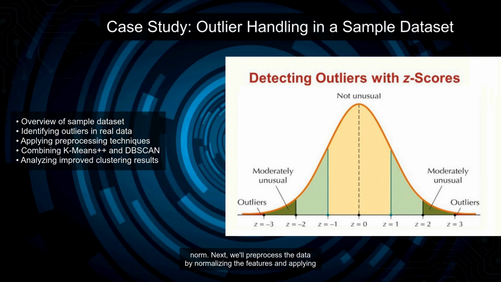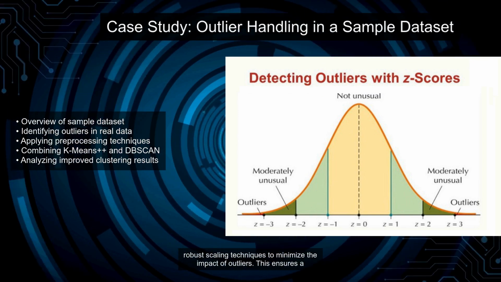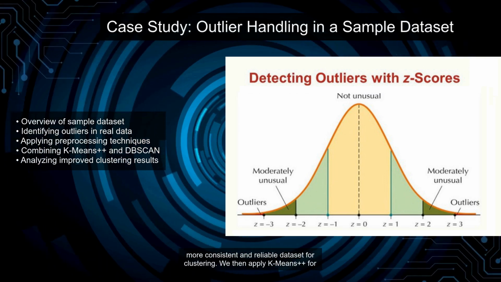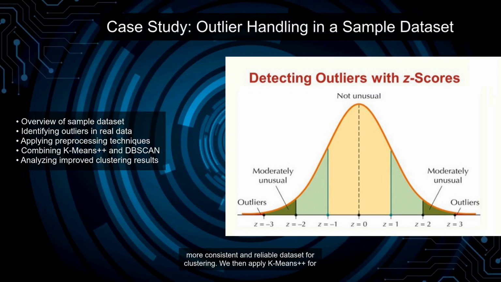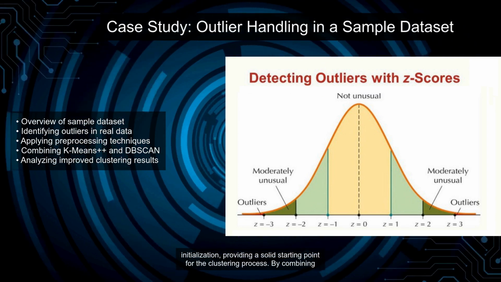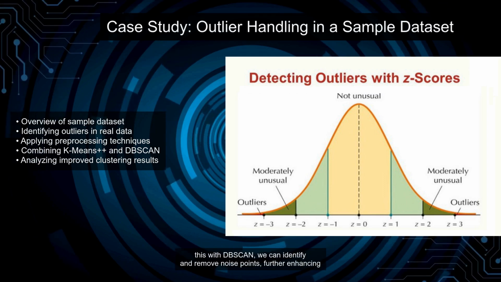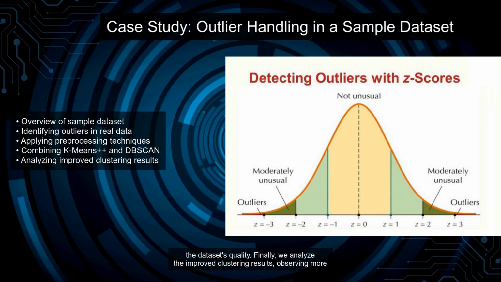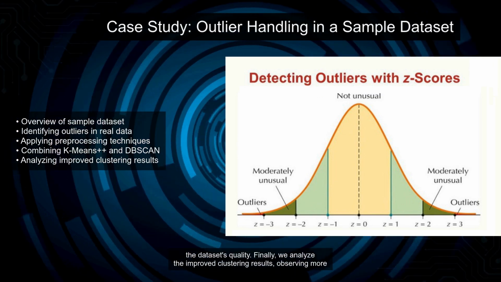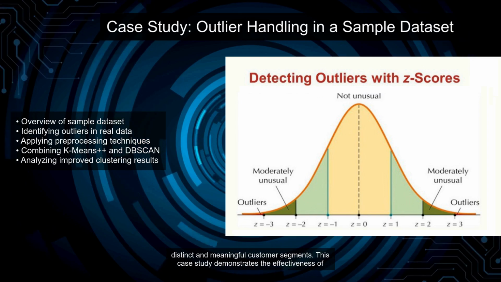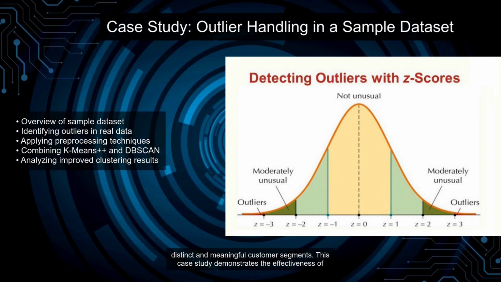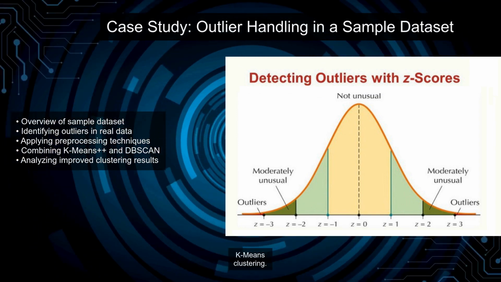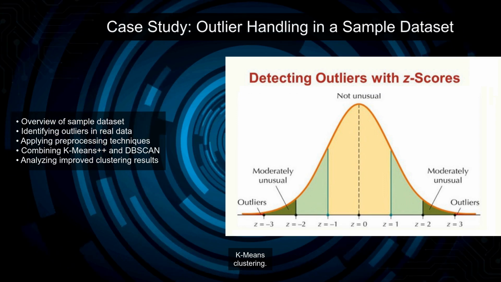Next, we'll pre-process the data by normalizing the features and applying robust scaling techniques to minimize the impact of outliers. This ensures a more consistent and reliable dataset for clustering. We then apply k-means++ for initialization, providing a solid starting point for the clustering process. By combining this with DBSCAN, we can identify and remove noise points, further enhancing the dataset's quality. Finally, we analyze the improved clustering results, observing more distinct and meaningful customer segments. This case study demonstrates the effectiveness of the strategies we've discussed, highlighting the benefits of proper outlier handling and k-means clustering.